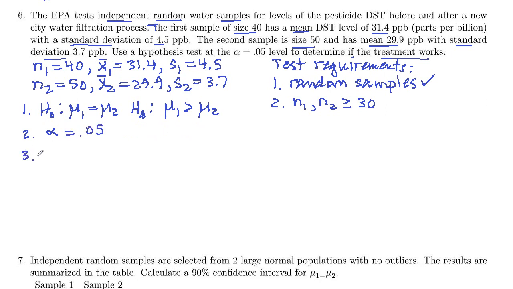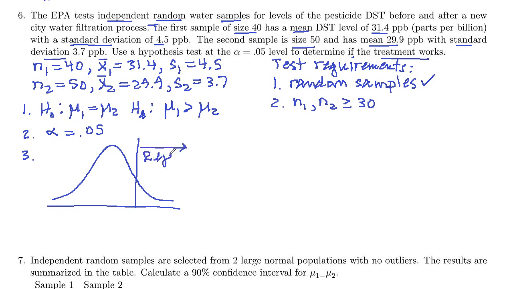Step 3, you want to sketch your rejection regions. So here is the sampling distribution for the difference of means. So greater than, so this is an upper tail test. So we've got a rejection region on the right. So reject H0 there. This area right here of this little sliver is 0.05.